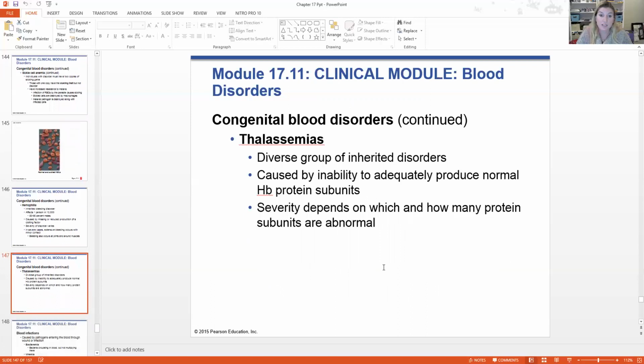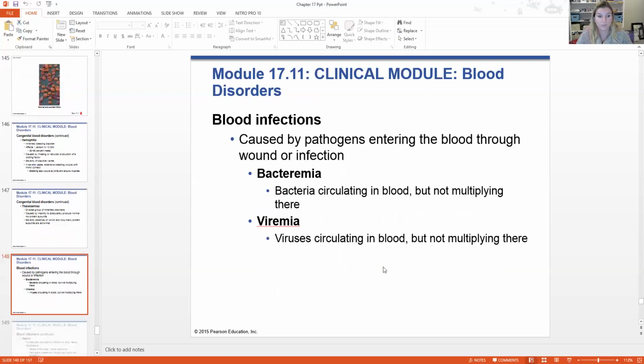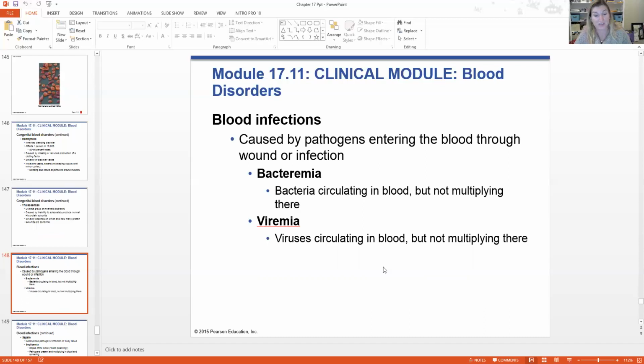There's also thalassemias. Thalassemias are just a general category for inherited disorders caused by the inability to produce proper hemoglobin subunits. So this, again, the severity is going to depend on which protein subunit and how many protein subunits are abnormal. There's also blood infections that can occur.